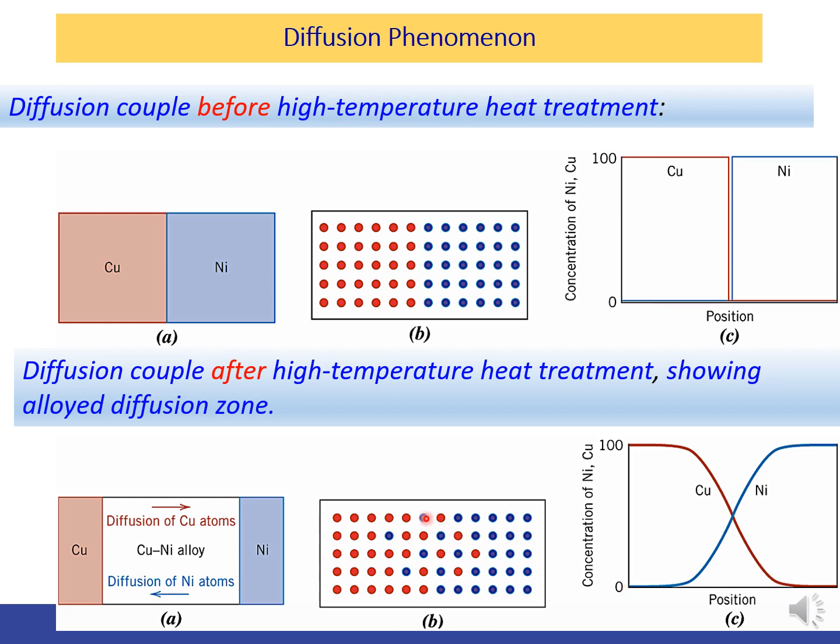So this result indicates that copper atoms have migrated or diffused into the nickel, and that nickel has diffused into copper. This process by which atoms of one metal diffuse into another is sometimes termed interdiffusion or impurity diffusion. Let me write that down. Interdiffusion or impurity diffusion.